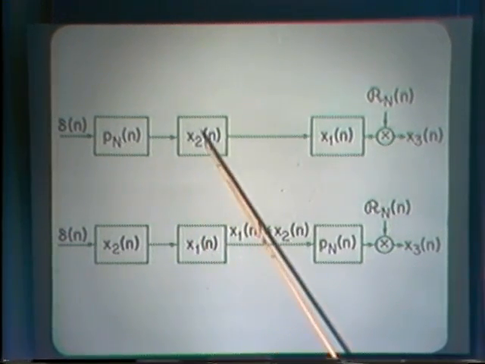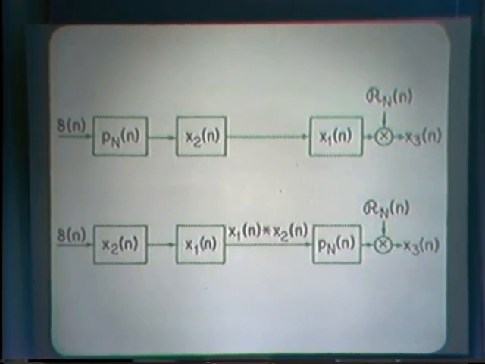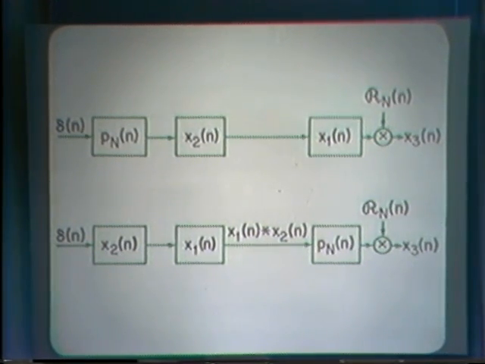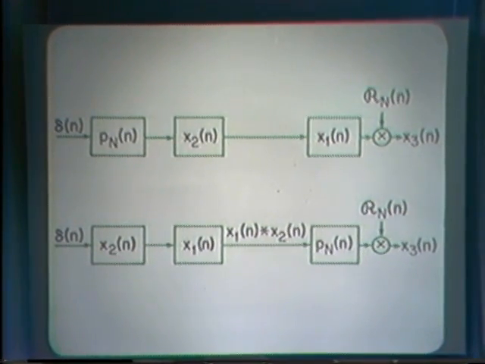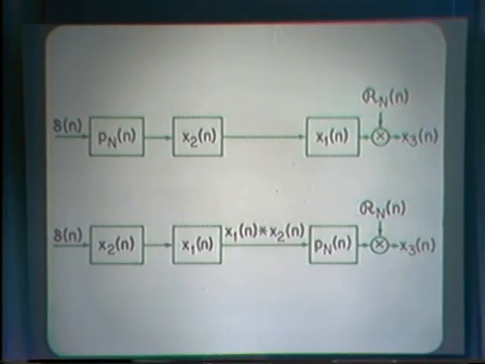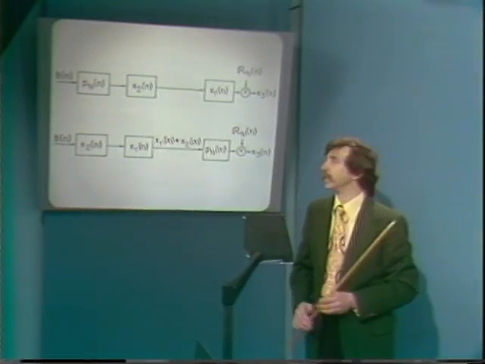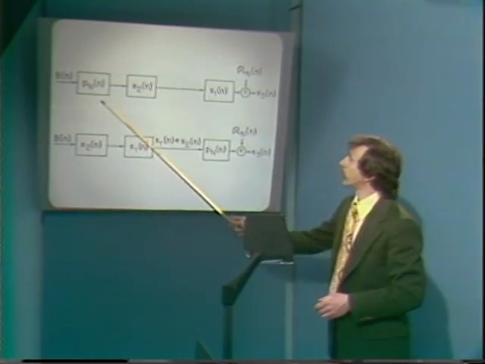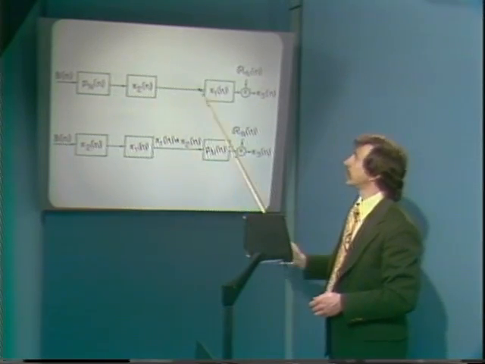So this then is three systems, linear shift invariant systems in cascade. And one of the important things that we know about linear shift invariant systems, which are cascaded, is that the order in which they're cascaded is irrelevant.